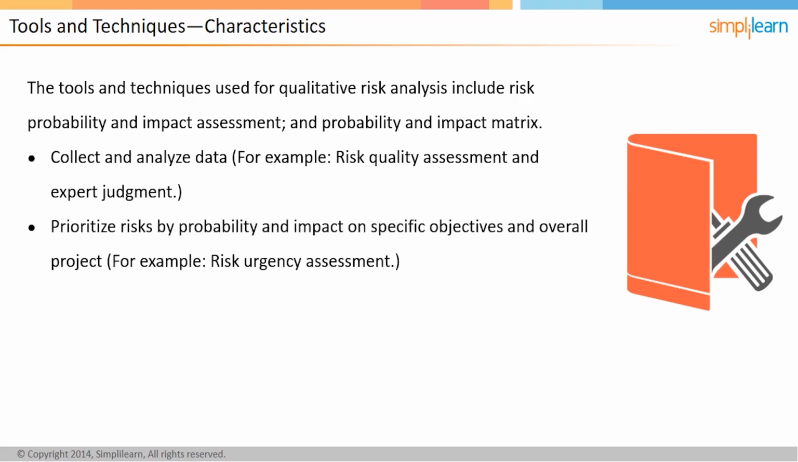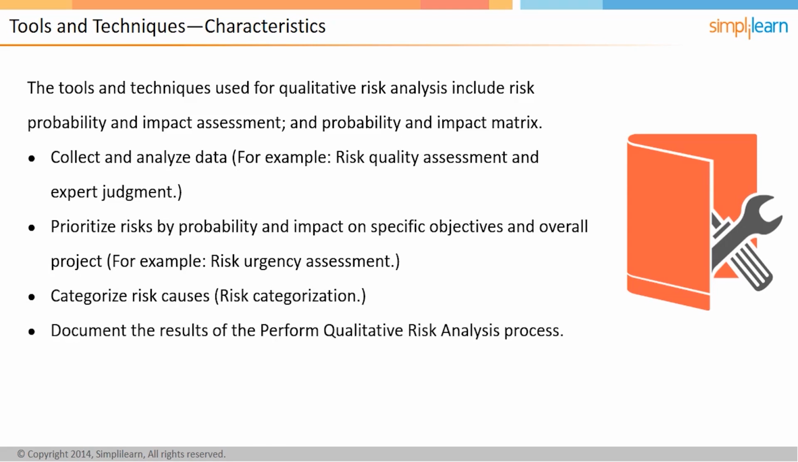It is important to prioritize risks by probability and impact on specific objectives and the overall project. For example, risk urgency assessment. Further, you can categorize risk causes, do risk categorization, and document the results of the Perform Qualitative Risk Analysis process. The risk team would assign a probability and impact value to the risk. Risk is a factor of probability and impact, which would give the risk exposure. Risk exposure is mapped to the probability and impact matrix to categorize the risk as high, medium, or low.